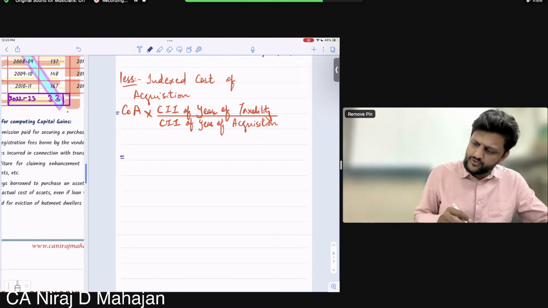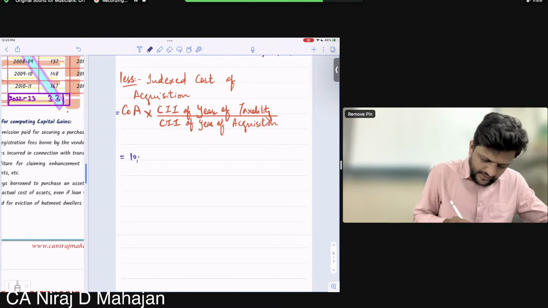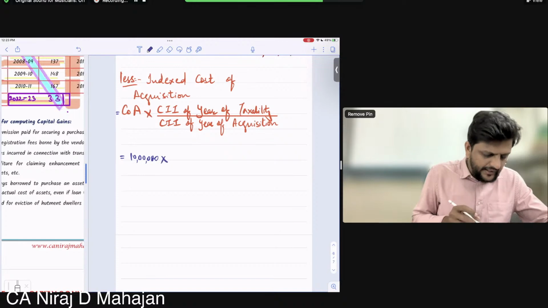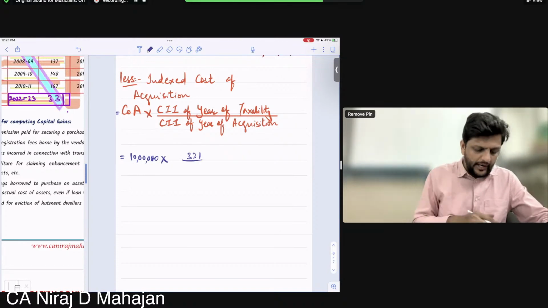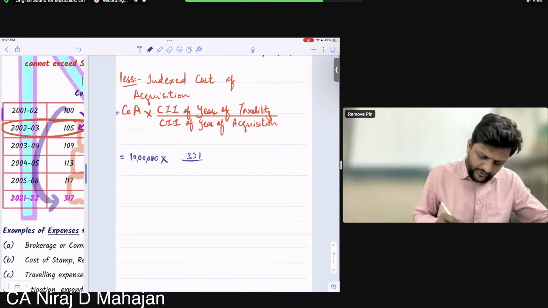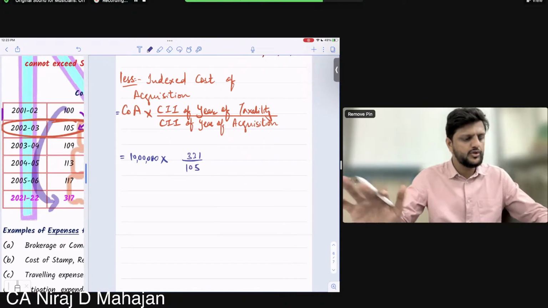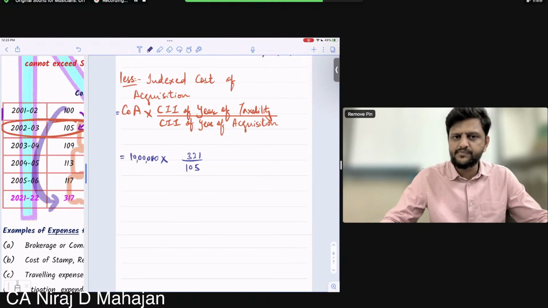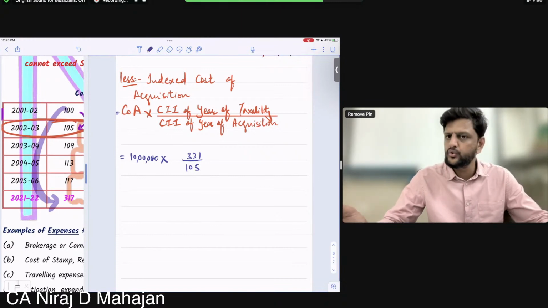What is the original cost of acquisition? 10 lakhs. Original cost of acquisition was 10 lakhs. CII of the current year 331. And CII of the year of acquisition is 105. I hope you understood what logically we are doing. We are just bringing value of 10 lakhs to the current year. That's it. By using help of index numbers.